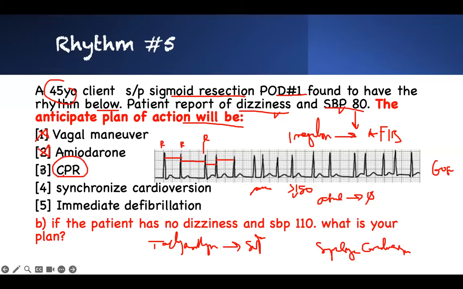CPR, no. This is not a patient who will be sitting there looking at you, saying, why are you pushing on my chest? They don't need CPR. They need immediate synchronized cardioversion, okay? Because the systolic blood pressure is 80 and they're dizzy, and we've got to get them back as soon as possible. So put the sync mode on and do immediate synchronized cardioversion. If you defibrillate them, you kill them. Okay, so the answer is number 4, synchronized cardioversion.